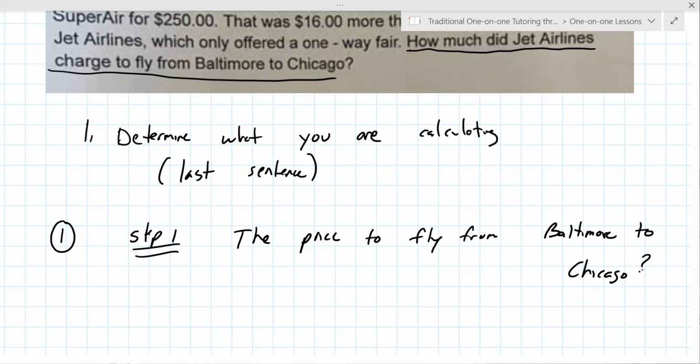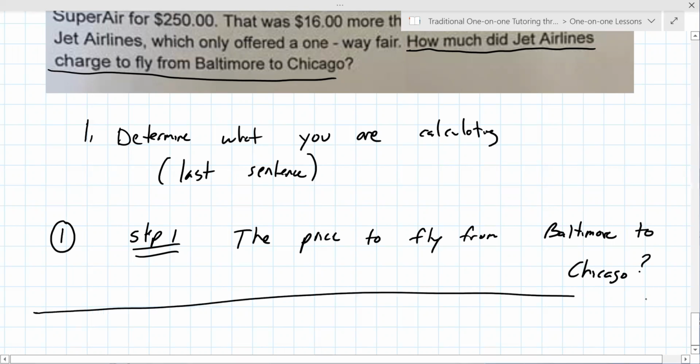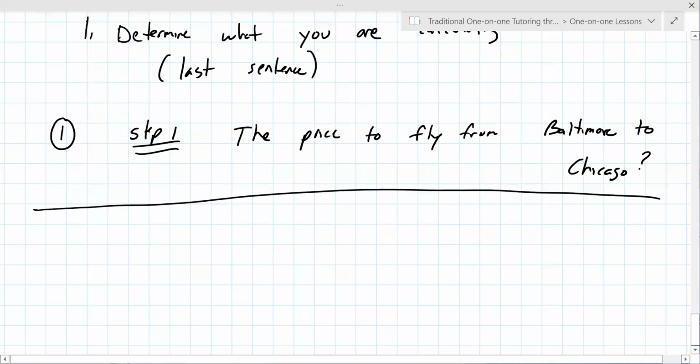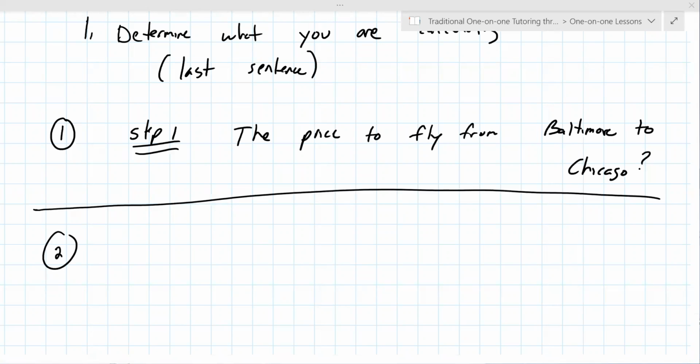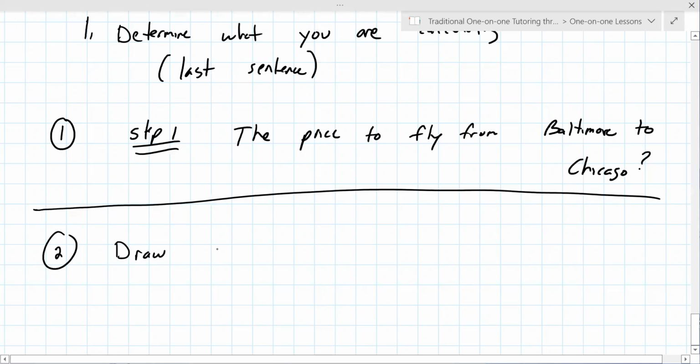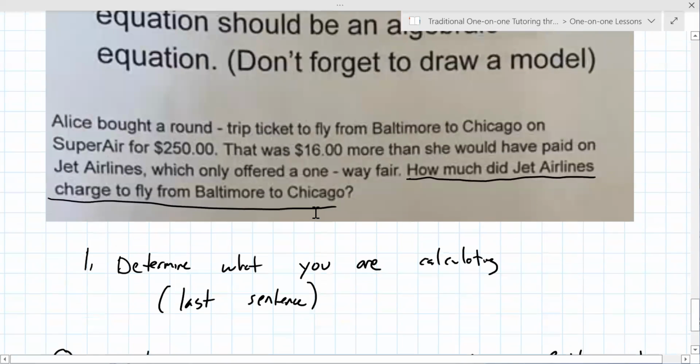All right. So that is step one. And now you could put a line. You don't have to put a line, but you could break it up. Here is step two. Step two is to draw a picture, which maybe is hard because you're wondering what the problem is even asking about. But let's go back and actually read it.